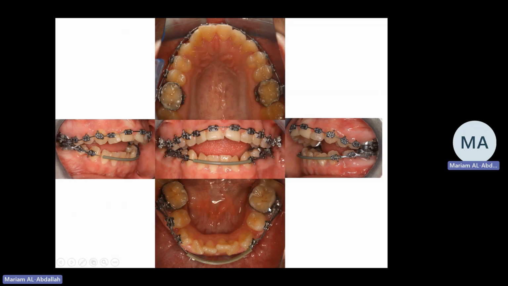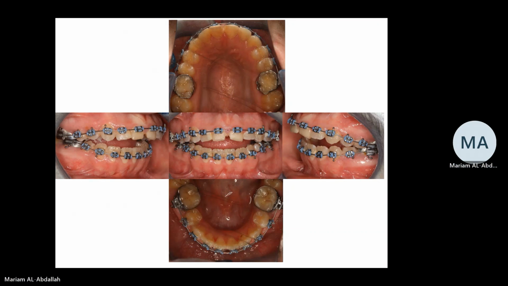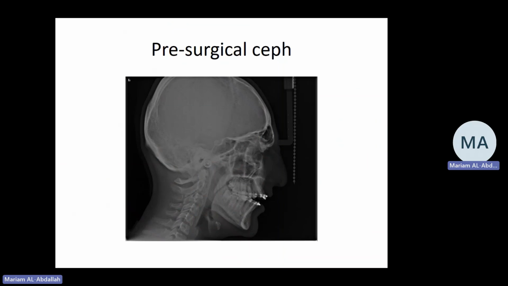You can see we only used fixed appliances on the buccal segment only, and we did not bond the labial segment. We are retracting the canine first, and after that we can bond the lower incisors. So this is alignment and leveling of the upper arch and the lower arch. When we are almost ready for surgery, we take pre-surgical records: cephalogram, OPG, study models, and photos, and then we sit with the surgical team and discuss our surgical plan.